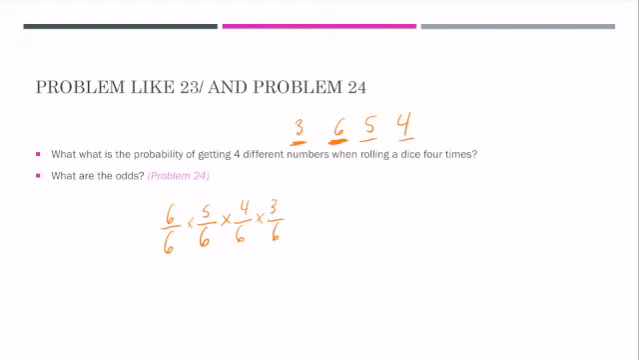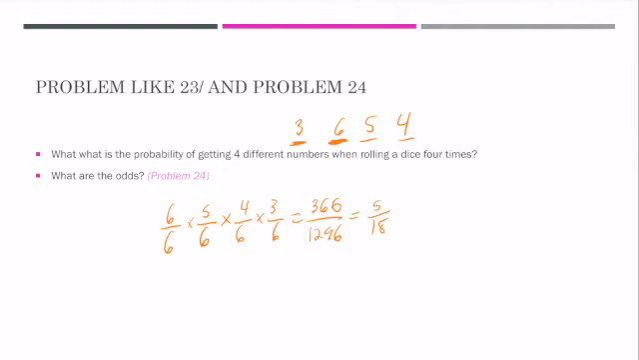Okay, so this is going to help us calculate the probability. So I've got 360 over 6 to the 4th, which is 1296, and this simplifies down to 5 out of 18. So 5/18 is the probability.